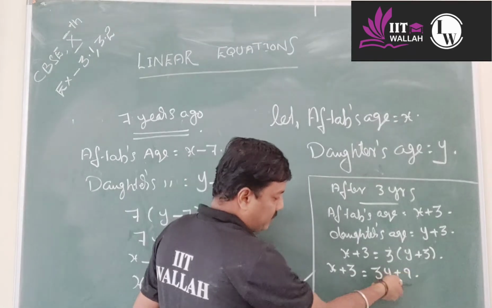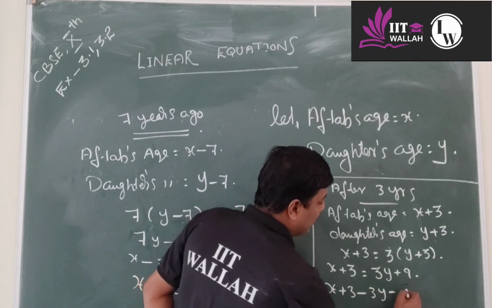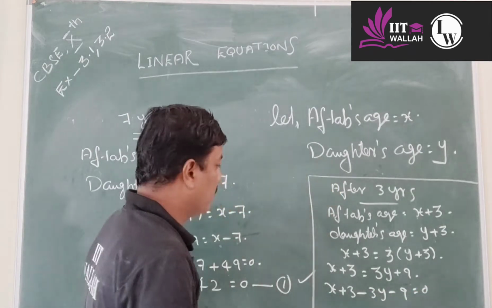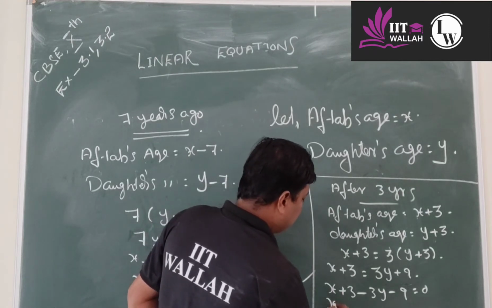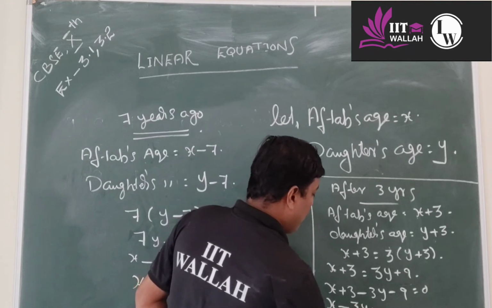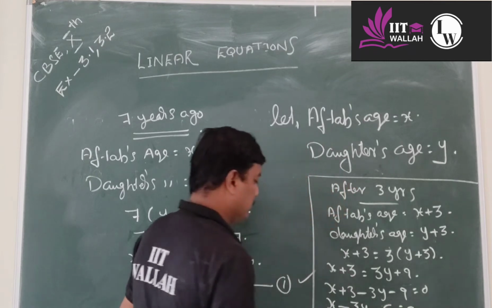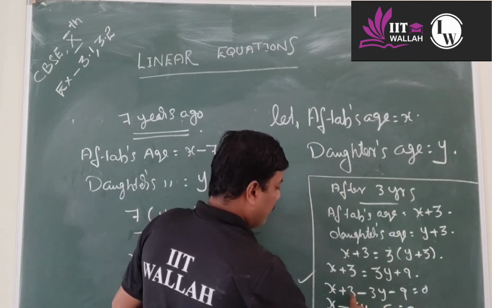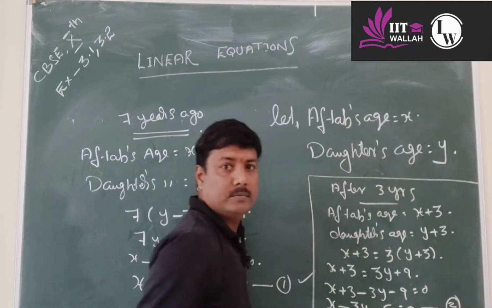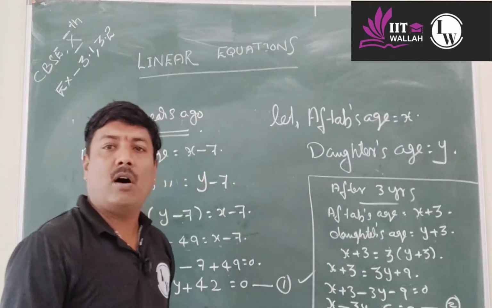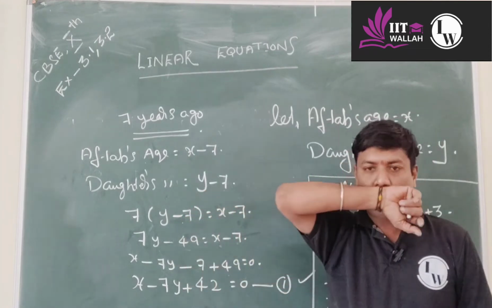Okay, you take all these terms to the left side. x plus 3 minus 3y minus 9 is equal to 0. Now x minus 3y minus 6 is equal to 0. x minus 3y, 3 minus 9 is minus 6. So this is equation number 2. So we got 2 equations from the given data. You understood this clearly? Okay.